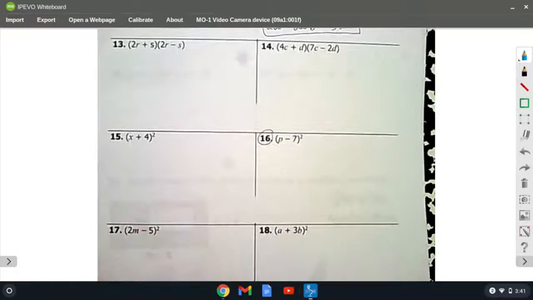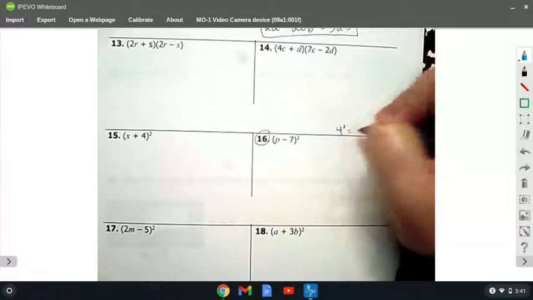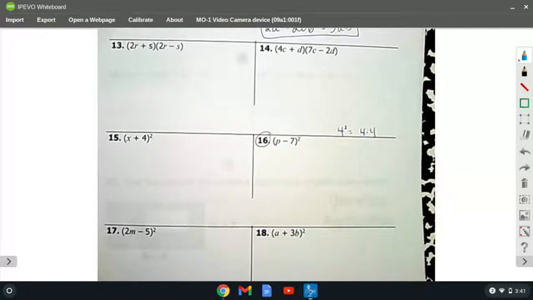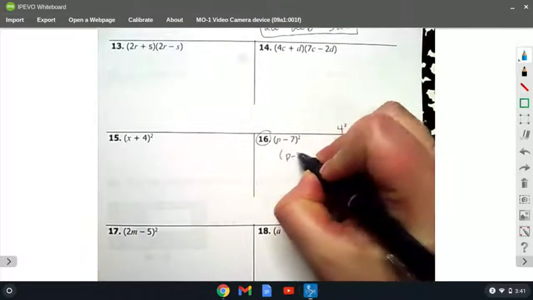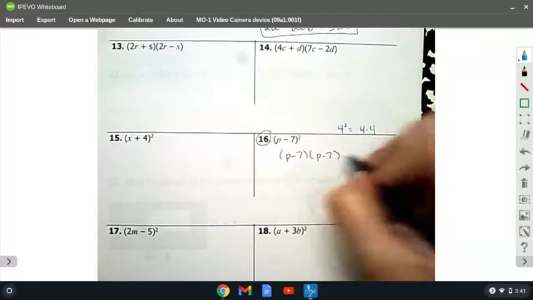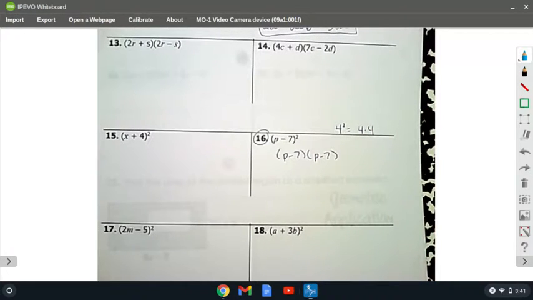And then problems like number 16, they're squaring something. So remember, if I do 4 squared, that's 4 times 4. So it's the same thing with something like this. If I have p minus 7 squared, I just want to write that p minus 7 out times itself. So write it out twice.